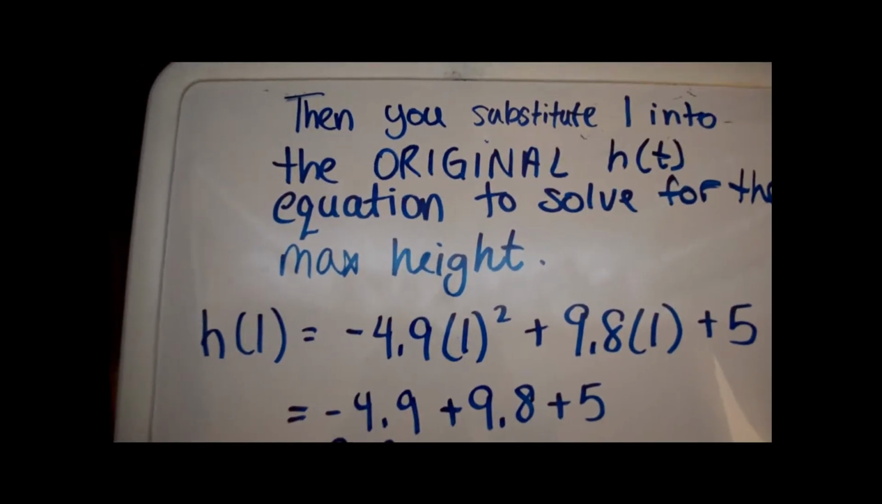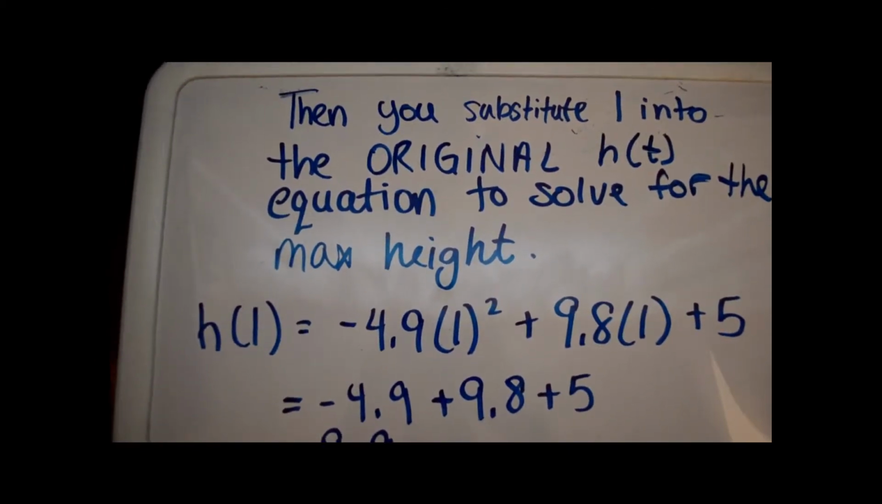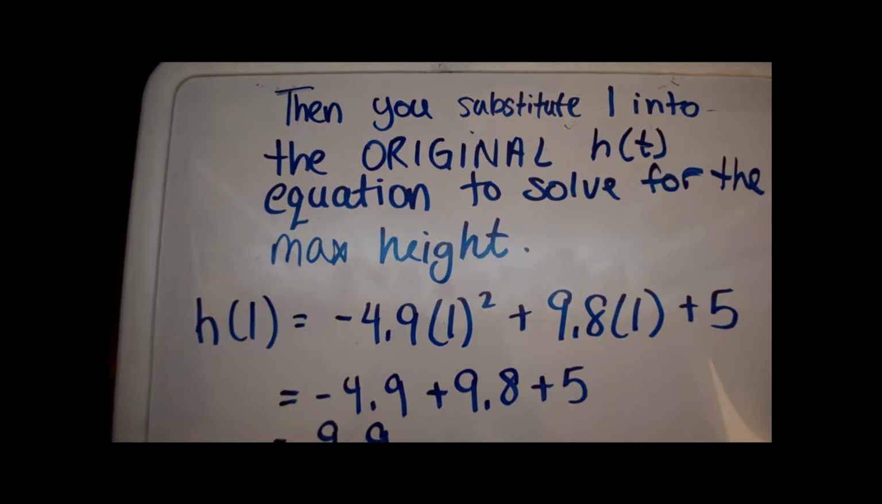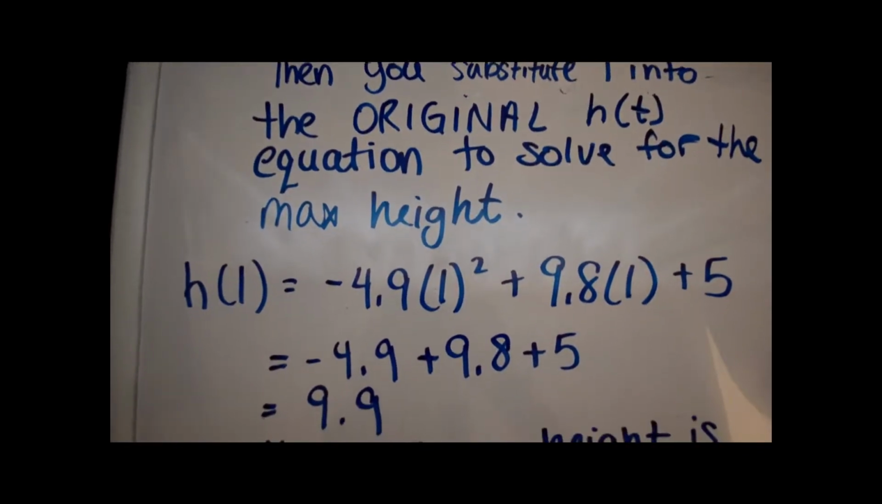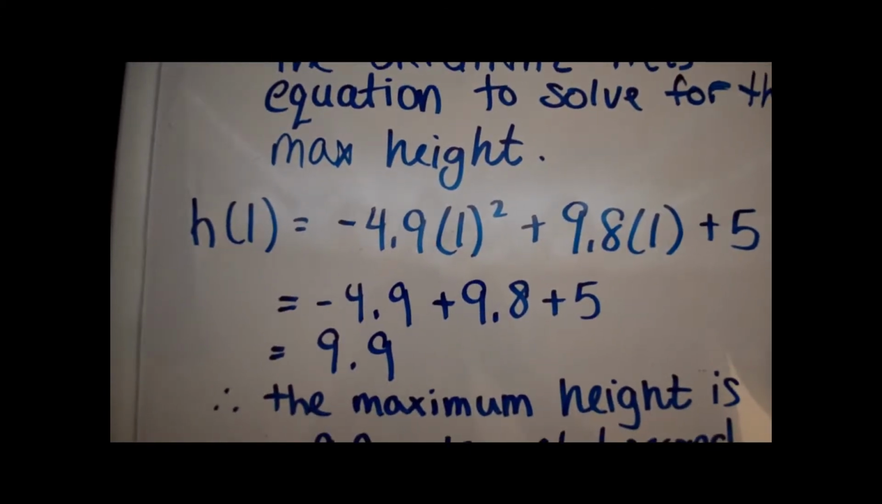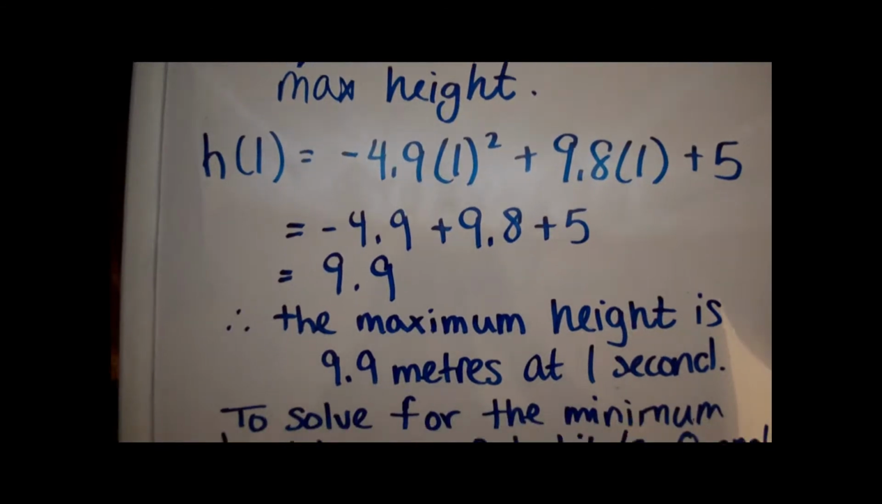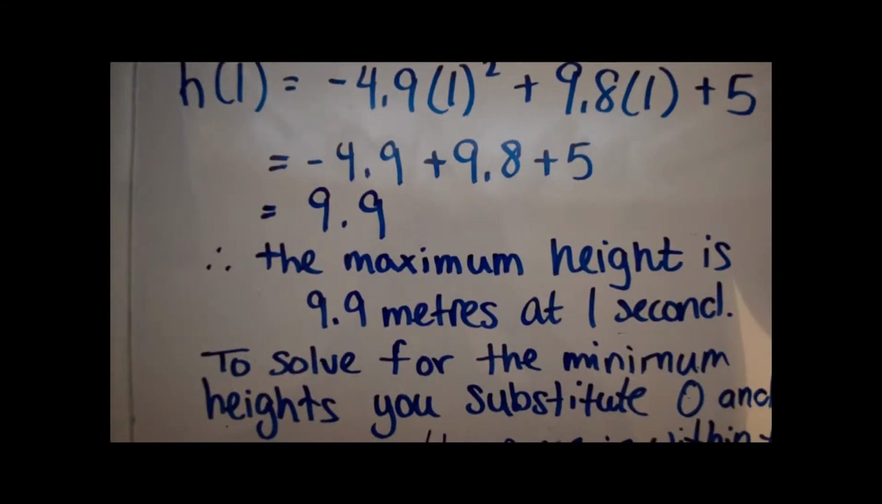So, h at 1 is equal to negative 4.9 times 1 squared plus 9.8 times 1 plus 5, which equals negative 4.9 plus 9.8 plus 5, which equals 9.9. So therefore, the maximum height is 9.9 meters at 1 second.